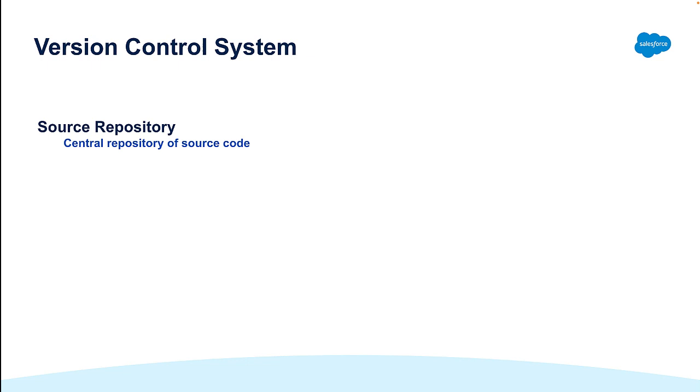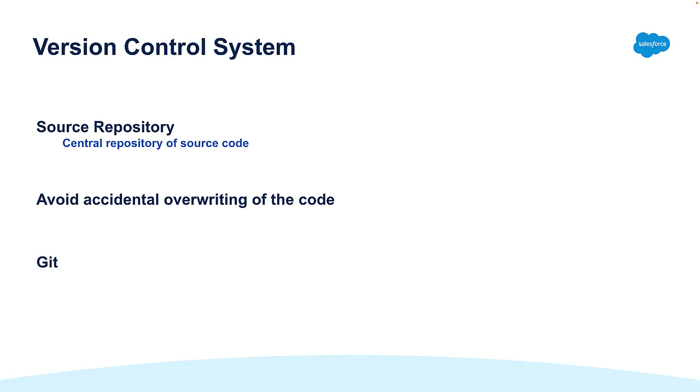If two developers make changes to the same code and try to check in, it throws an error and you can resolve it by checking which code is correct. This way you can avoid overwriting each other's changes. One example of such a version control system is Git. You'll learn more about Git in one of the modules as you go forward in your journey.